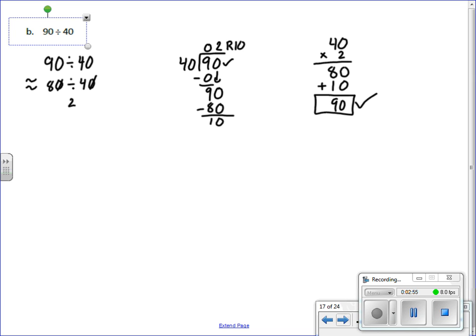Give you some time to copy that down. I went really quickly on that one, and I apologize. I'll slow down on the next one.